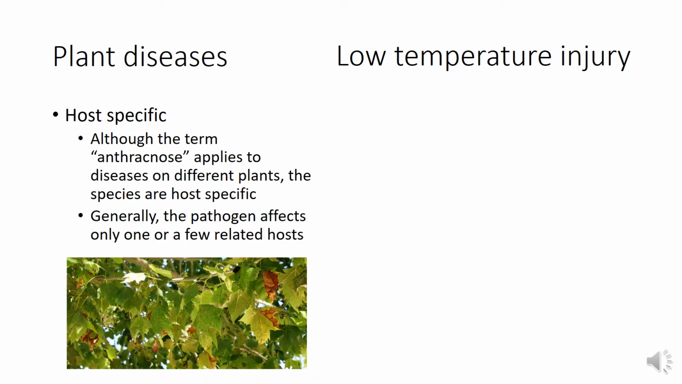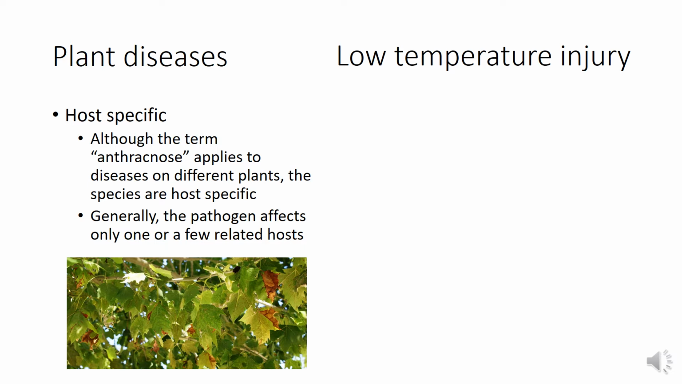Plant diseases tend to be host specific. So although we use a term like anthracnose and it can be applied to many different plants, the particular species of pathogen is what we call host specific. So for instance, the fungus that causes sycamore anthracnose is not the same fungus that causes oak anthracnose. Generally, a pathogen is only going to affect that one host or perhaps a few related hosts. So for instance, sycamore anthracnose might also affect London plane trees, which are in the same genus.